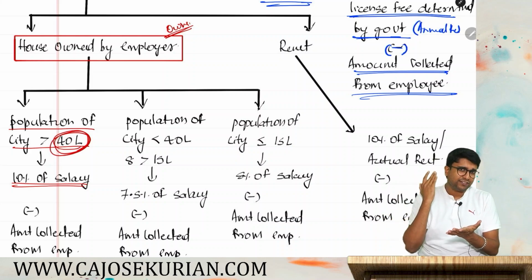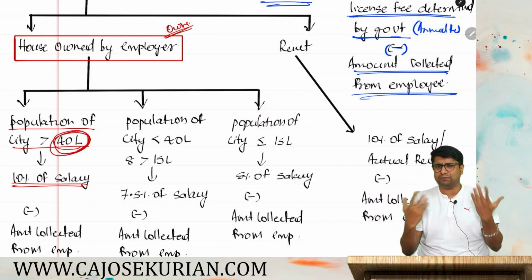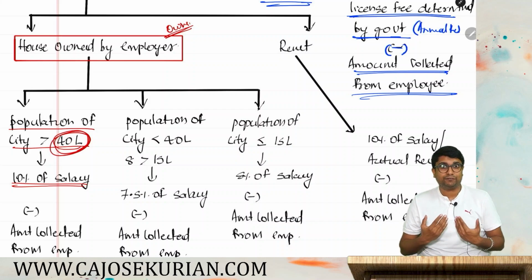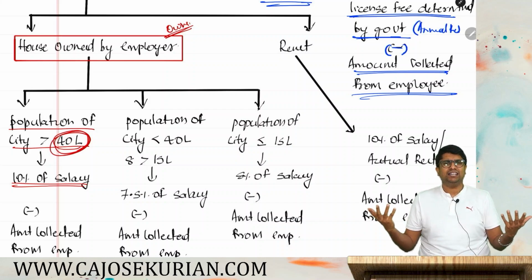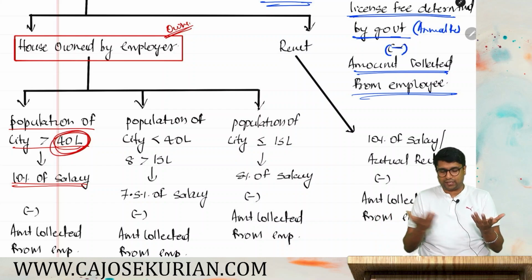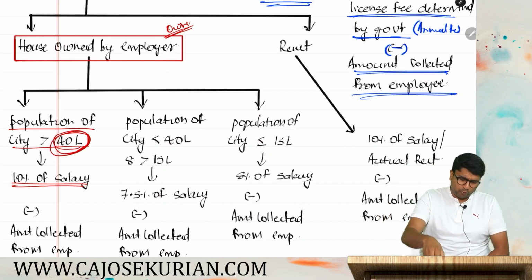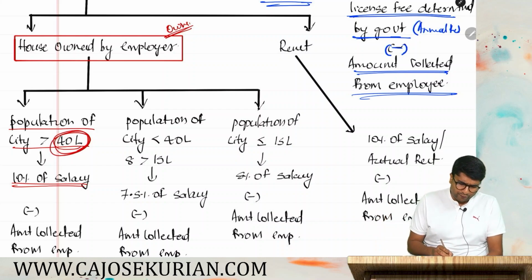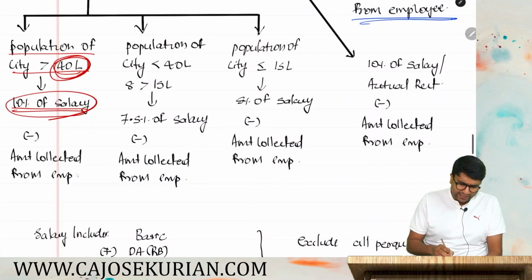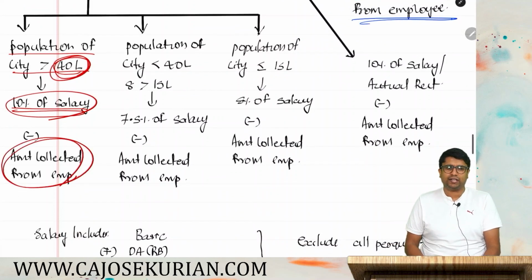So if the population of the city is not given in the question, then you write your assumption. Assume it is more than 40 lakhs if it is a famous city. If the city is not a famous city, then you can assume otherwise as well. So the population of the city is more than 40 lakhs. Then how do you value it? 10% of the salary, minus any amount collected from the employee, also you can deduct. Only the net amount will be taxable as the perquisite.